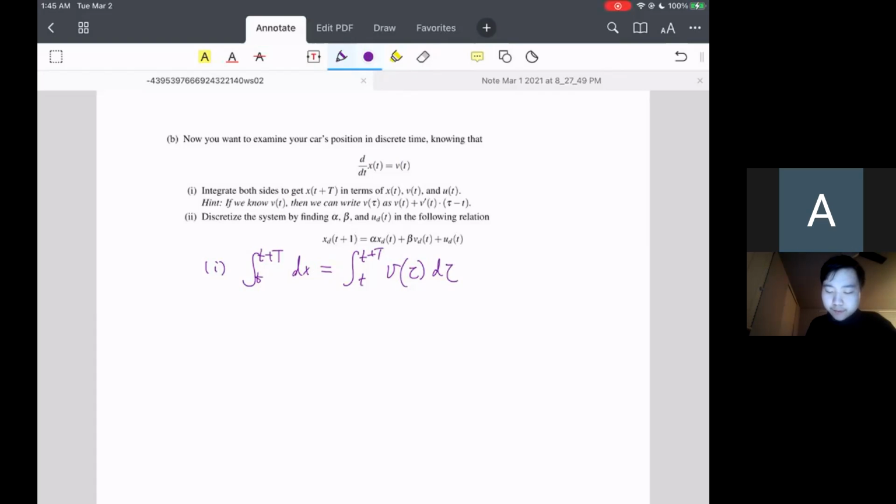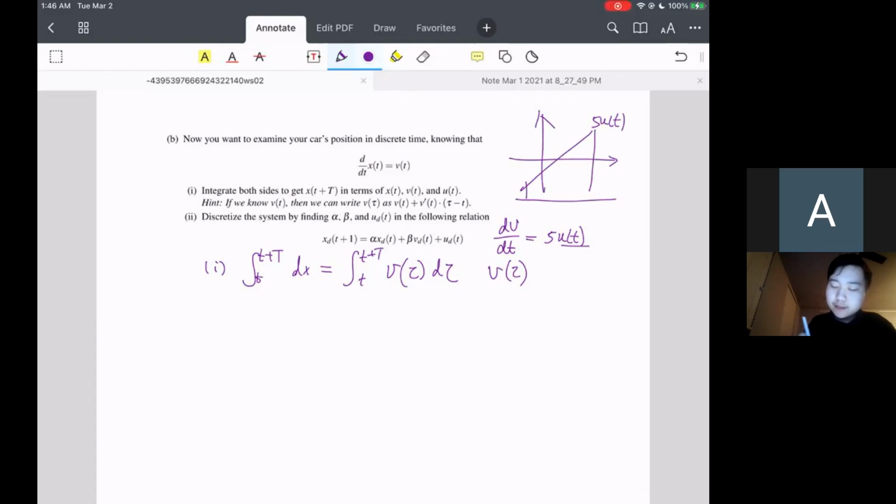And what do we know about v of tau during tau, when tau is greater than or equal to t and is less than or equal to t plus T? We do know that dv dt is equal to 5u of t from part A, where u of t is constant during this period. So in that case, we can write v of tau. It's just like a straight line if you draw it out in the coordinate system, with the slope being 5u of t during this period of time.